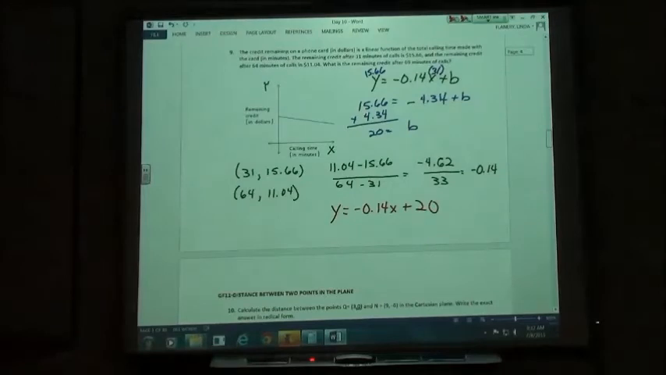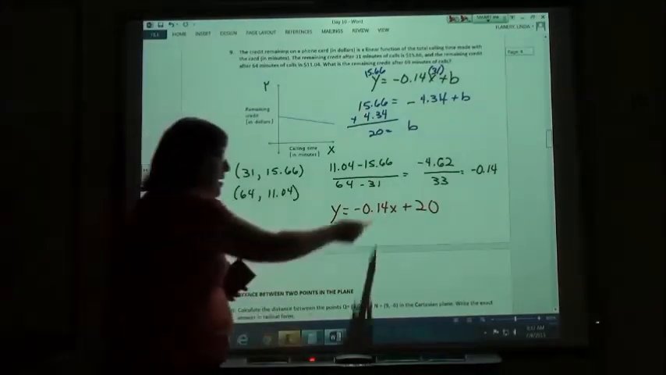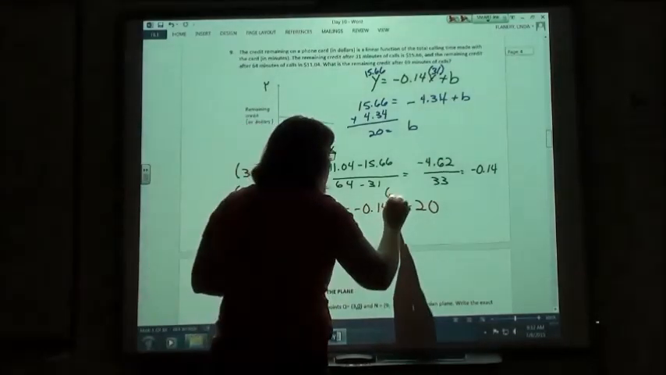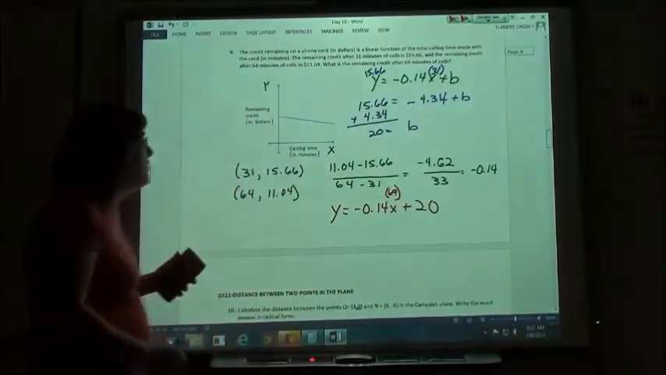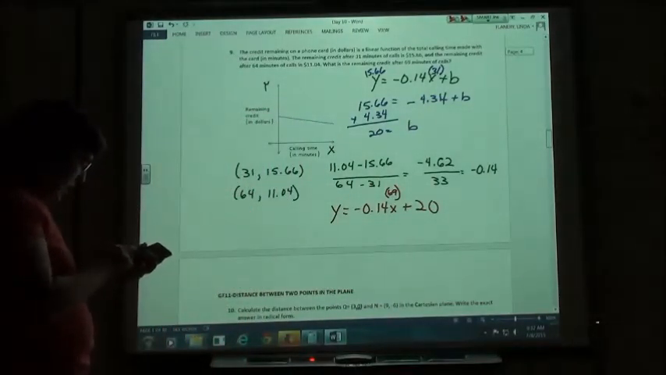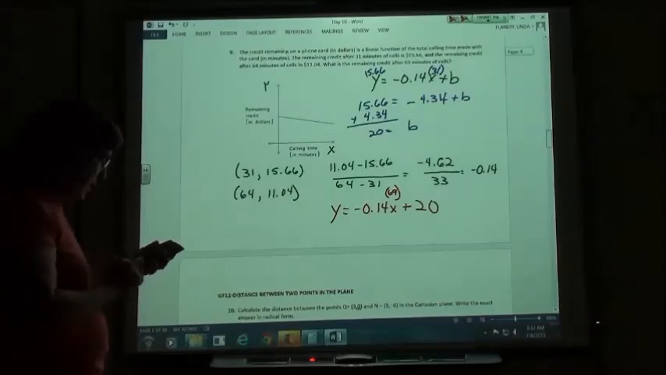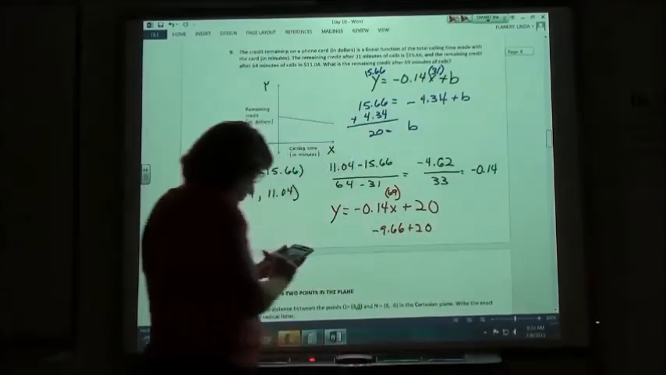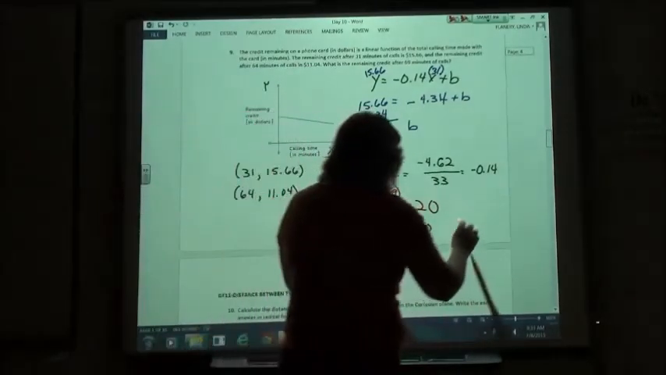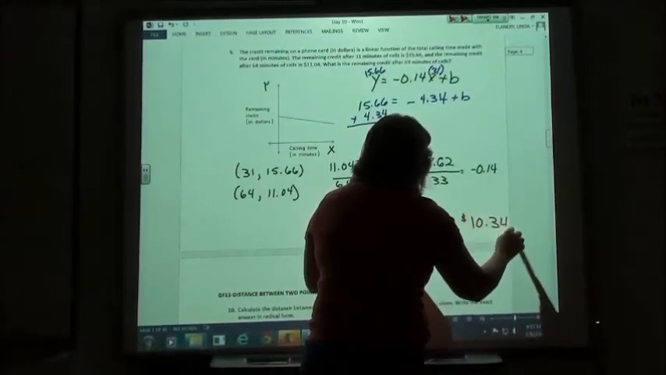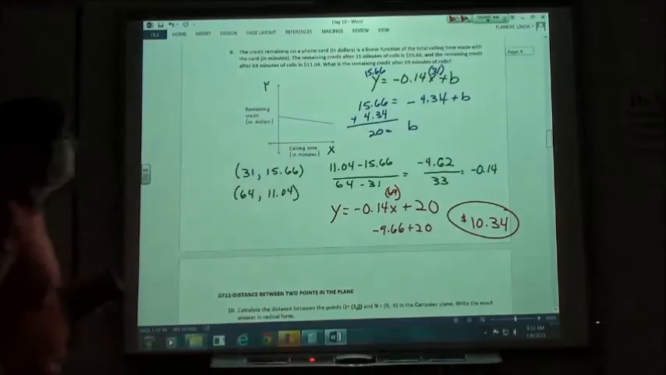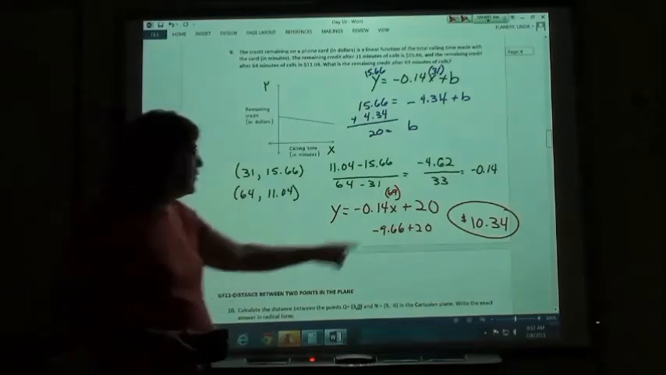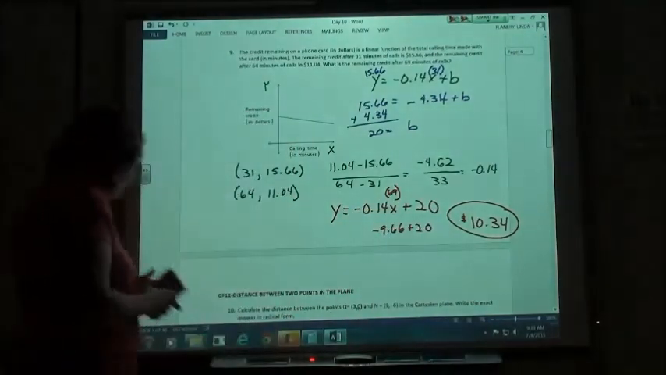Means my phone card started off with $20 in it, and I'm taking off 14 cents a minute. So what's my remaining credit after 69 minutes of calls? So I'm going to put a 69 in there for the x. Negative 0.14 times 69 is negative 9.66, plus 20. So if I add my 20, I get $10.34 remaining after 69 minutes of calls. So at 64 minutes, we had $11.04. If we talk for 69 minutes, now we're only going to have $10.34 left on our phone card.